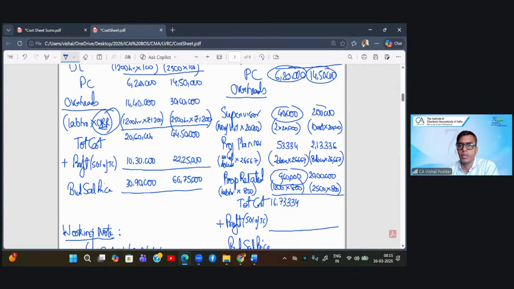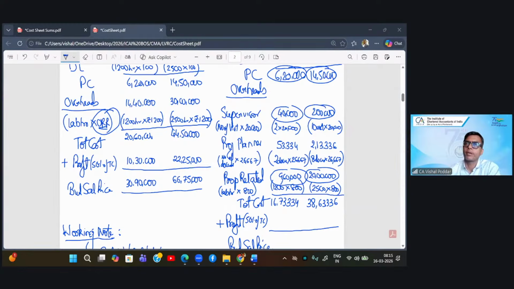Similarly, 1450 plus 2 is 1650 plus 20 is 3650. So it is 38, 63, 336. Right, students? Total cost. And then 50% of this total cost is your profit margin. Correct? And then you will get your final sale price. So tell me, what is the sale price under ABC of both the projects?